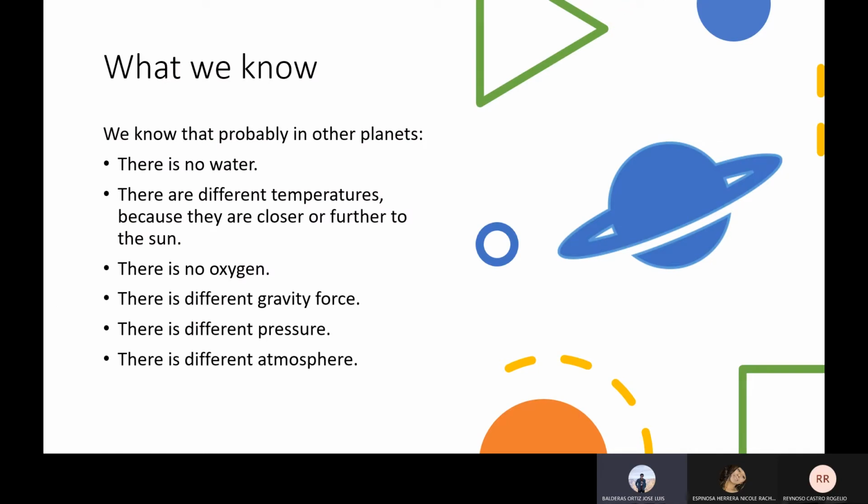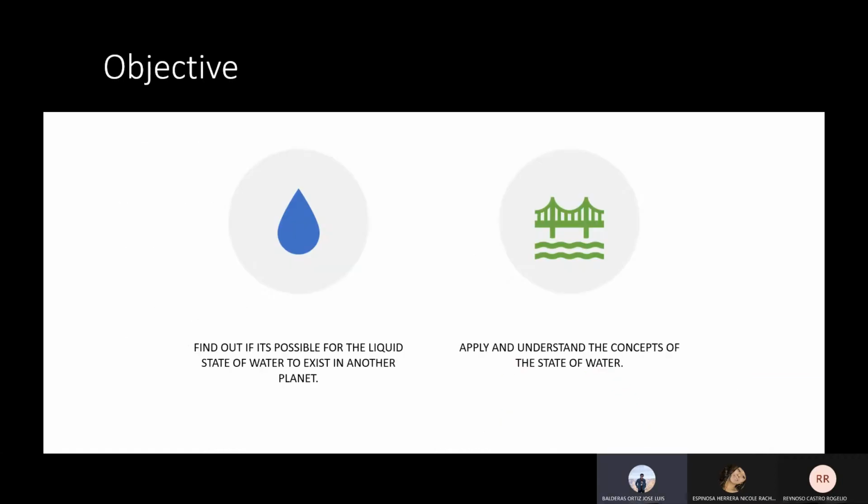What we know is that probably in other planets there is no water, there are different temperatures because they are closer or further to the sun. There is no oxygen, there is different gravity force, there is different pressure, there is different atmosphere. So the objective of this presentation is to find out if it's possible for the liquid state of water to exist in another planet and apply and understand the concepts of the state of water.